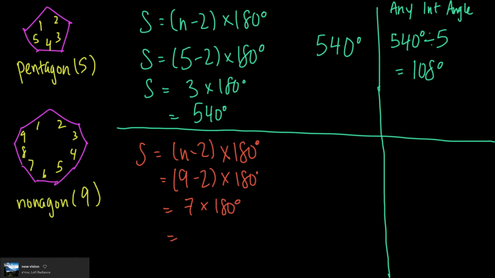Let's take out my calculator. 7 times 180 gives us 1260. So the sum of all interior angles in our nonagon is 1260 degrees. For any interior angle, we can do our sum divided by the number of sides, which is 9. That's going to give us an answer of 140 degrees. Thanks, calculator. So 140 degrees. Now we've completed our chart.